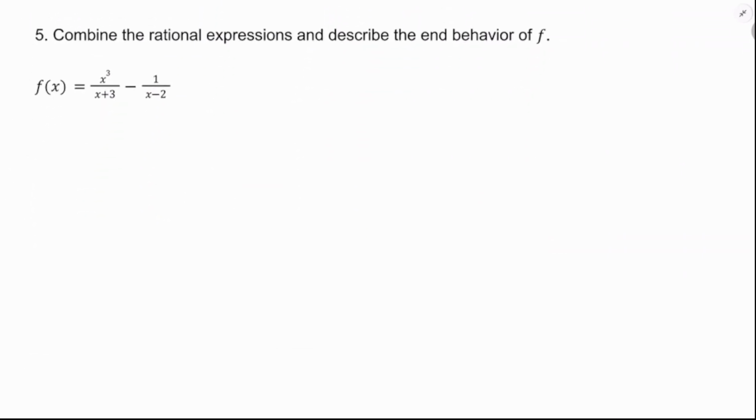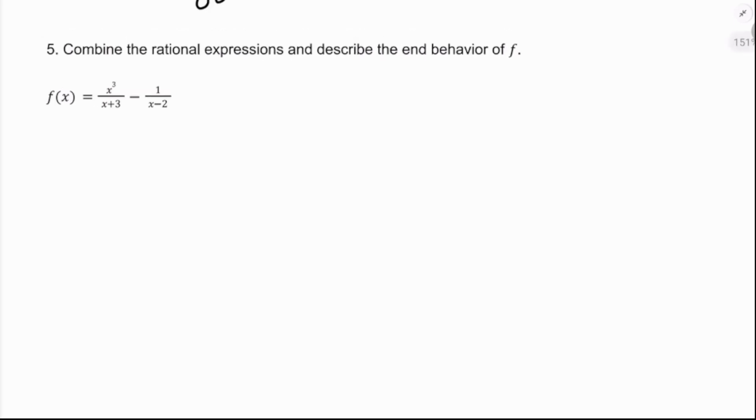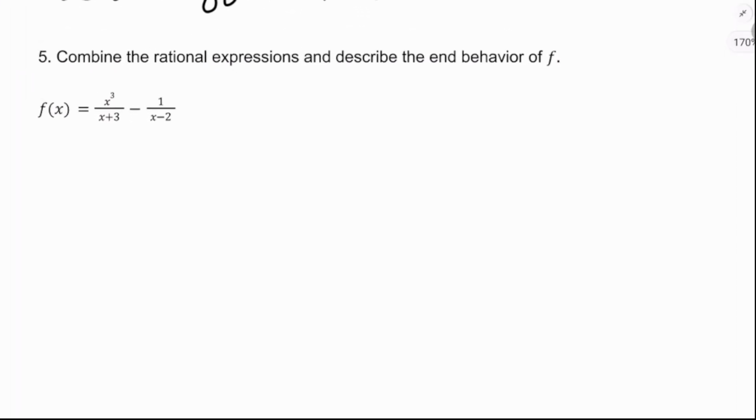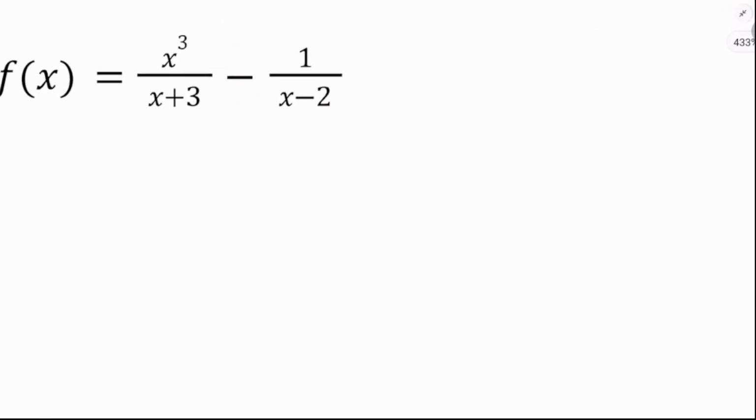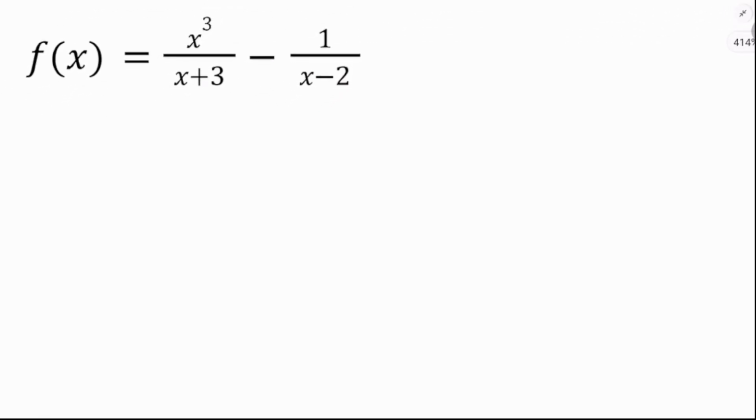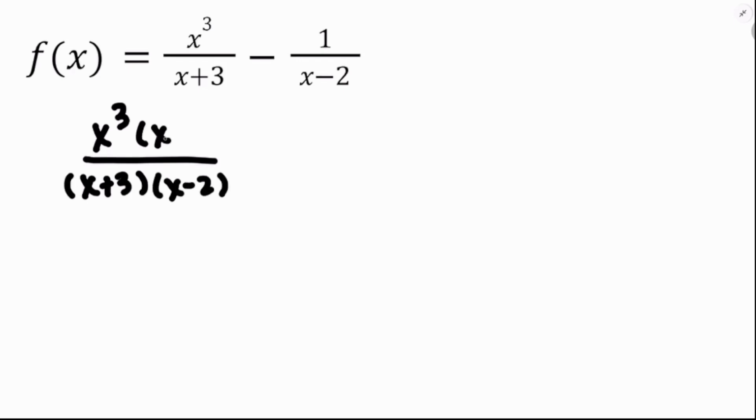Right, now combine the rational expressions and describe the end behavior of f. So what we're going to do is write these with a common denominator and then do the same thing that we did in number 1, just analyze the leading terms in the numerator and the denominator. These have different denominators, so I need to multiply by the opposite one. So x to the third over x plus 3, I need to multiply by x minus 2 on top and bottom, minus 1, and then thing.